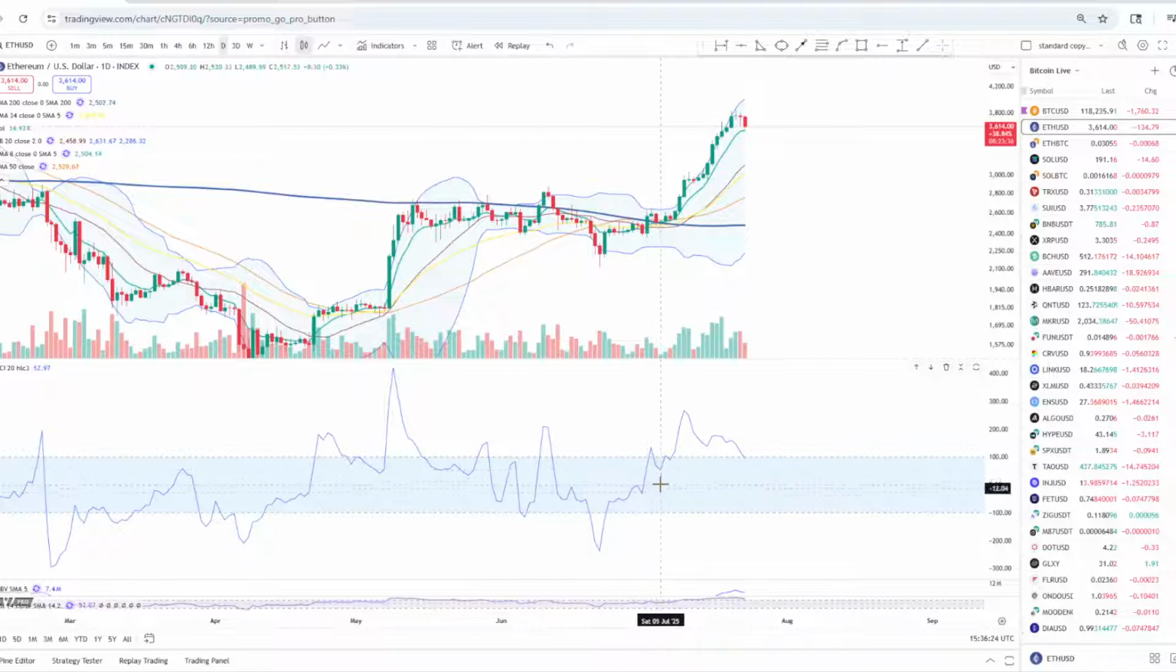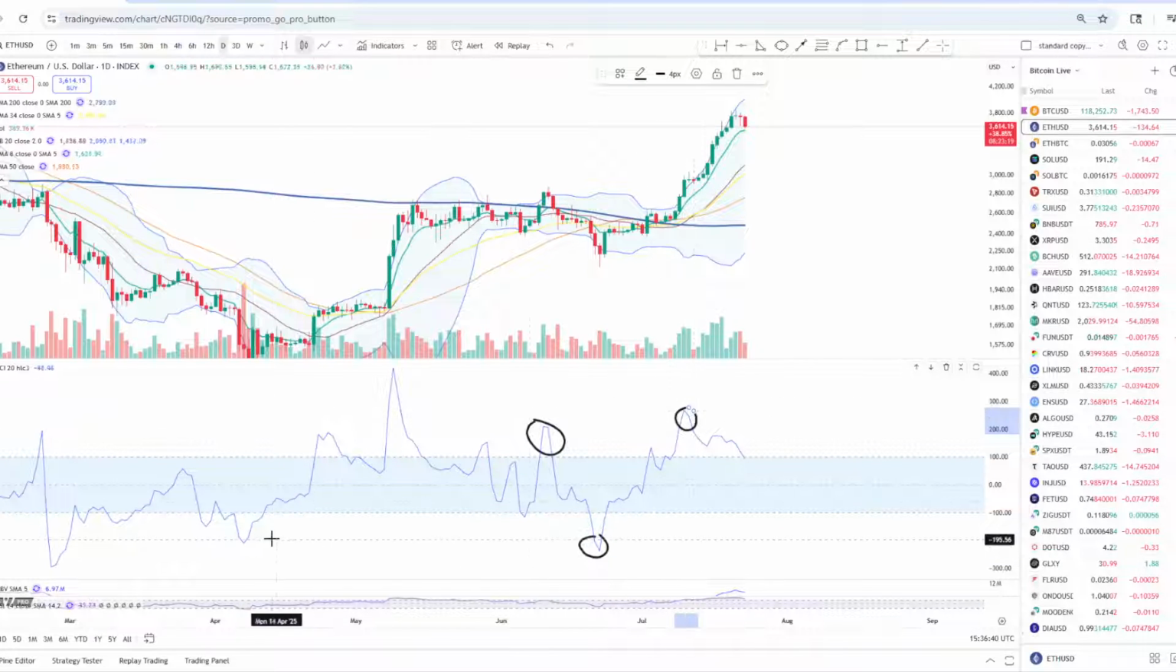Again, I do recommend using some type of filter, especially in this indicator, some type of filter around the 0 line, maybe a plus 5 to minus 5 or a plus 10 to minus 10. You can also look at major peaks and troughs in the overbought and oversold territory as triggers for a trade.